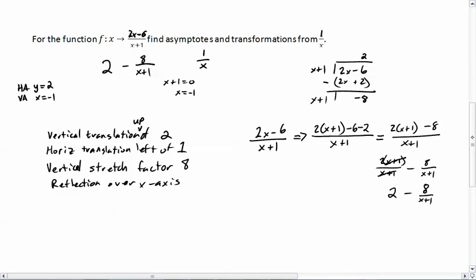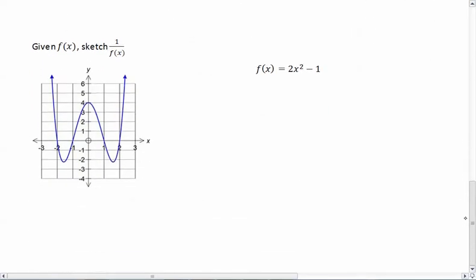All right? Now, I want to go over one last idea. This will probably take another 2-3 minutes, but we do want to talk about this one last idea before we give up and go home. So I want to talk about how to sketch a reciprocal function given the original. Okay, so here's my original function. This is f of x, and this is a separate question here. I want to sketch 1 over f of x.